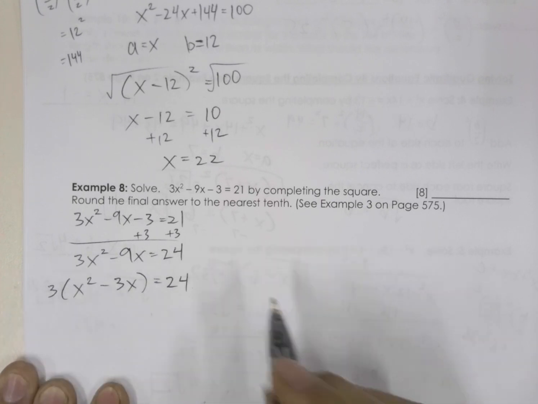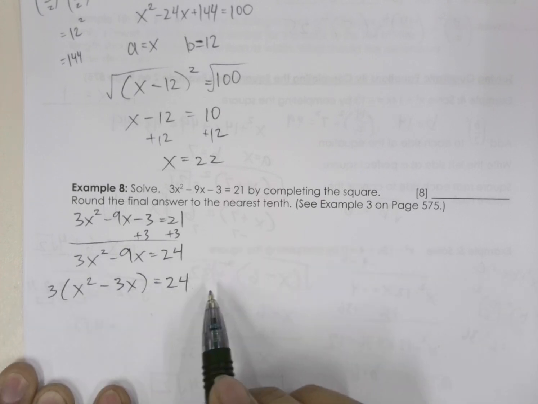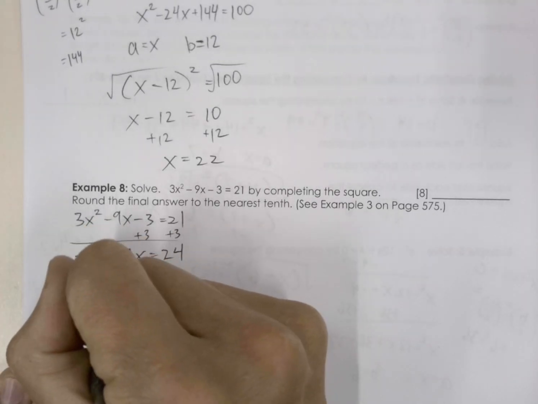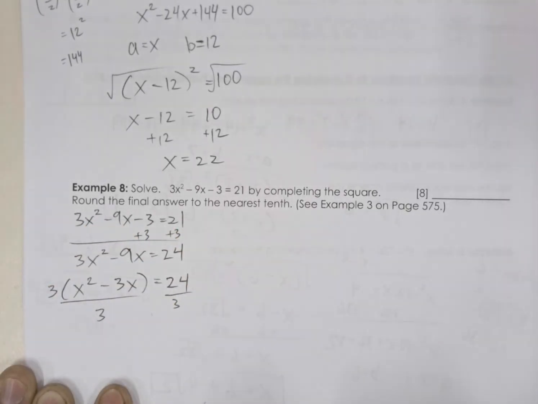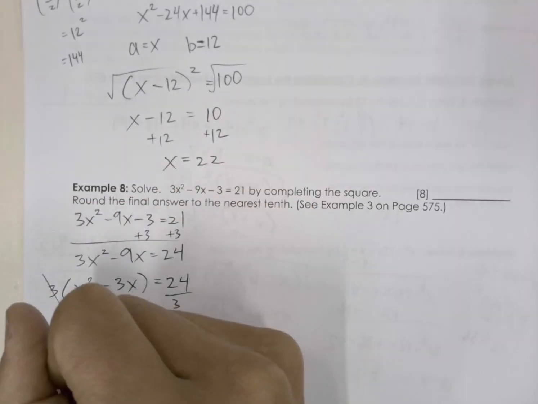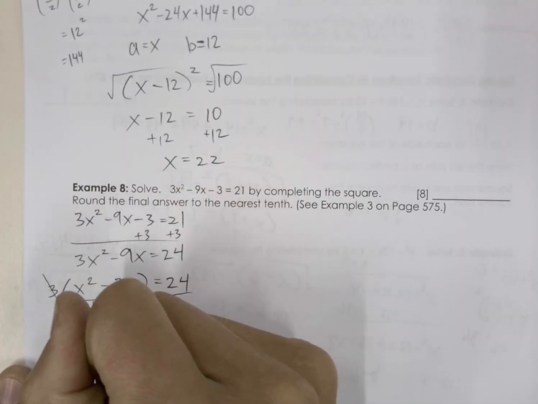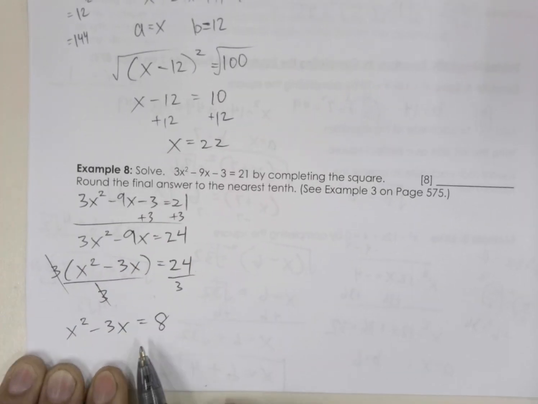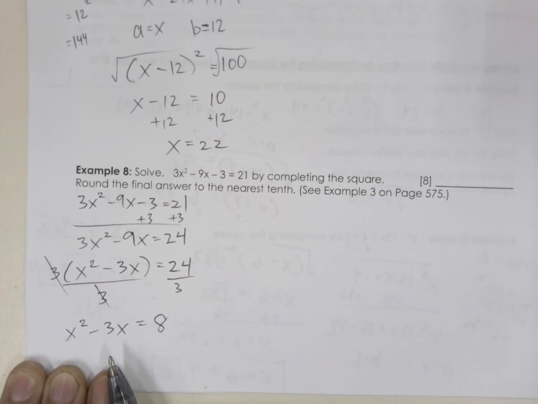Okay, we can further simplify this actually by dividing both sides of the equal sign by 3. Right? Let's go ahead and do that too. Divide by 3. So 3 divided by 3, that's going to cancel out. That's leaving us with just x squared minus 3x is equal to 8. All right, so this looks like a problem that we're more comfortable with.